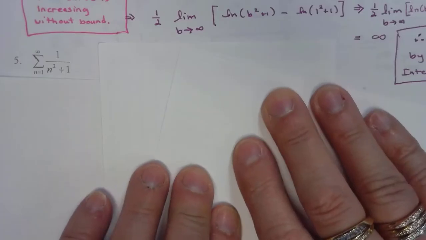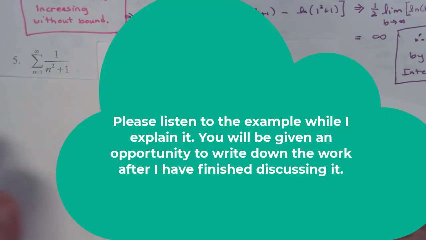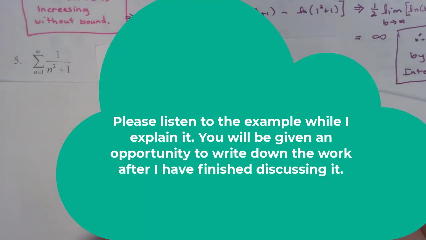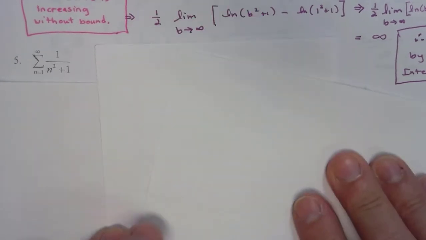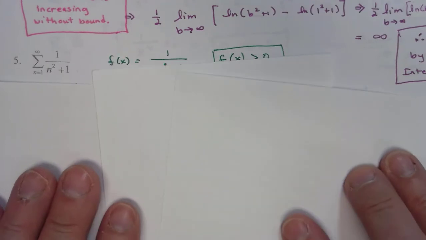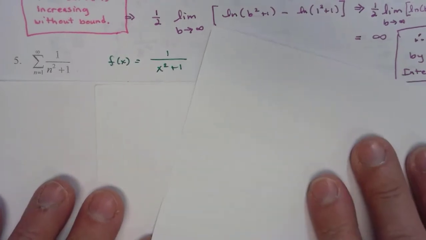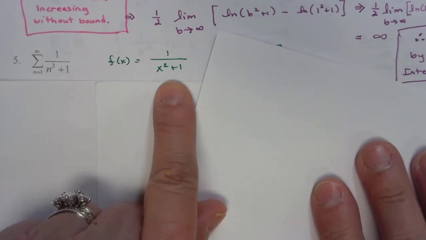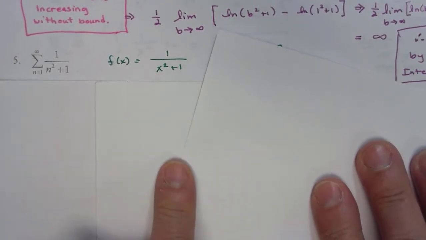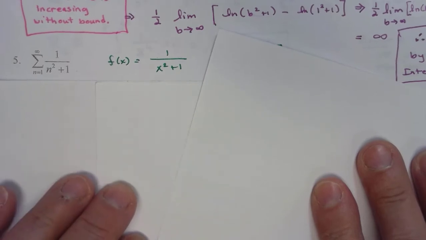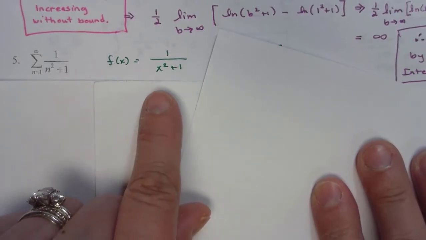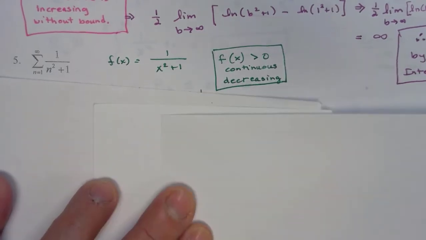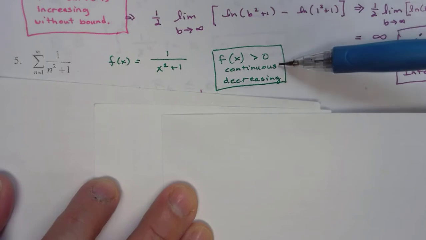Okay, let's look at this series. As n goes from 1 to infinity, 1 over n squared plus 1. Let's remember, what do we have to do first? We have to show we have a continuous, positive, and decreasing function. So f of x is 1 over x squared plus 1. We know this is continuous. We know for all values of x, this function will be positive, and we know that the function will be decreasing because as x gets bigger, my fraction gets smaller. So we can state our function is positive, continuous, and decreasing.